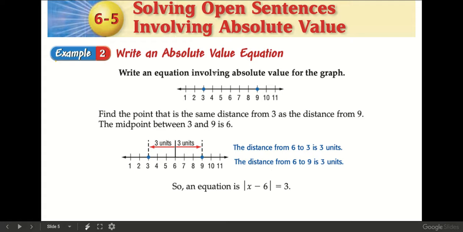So basically, it's like the last problem we did, but in the reverse order. Instead of going from an equation to an answer, they give us the answer, and we have to write the equation.